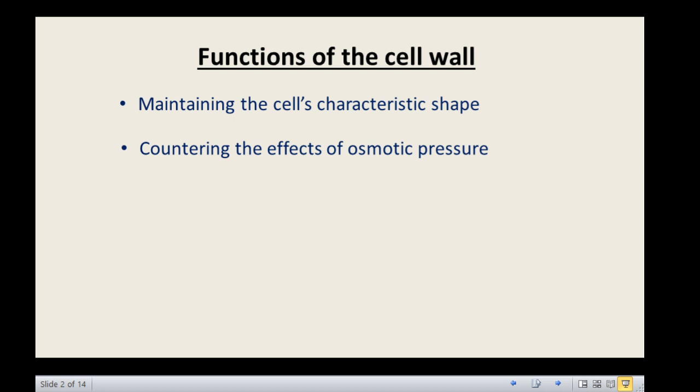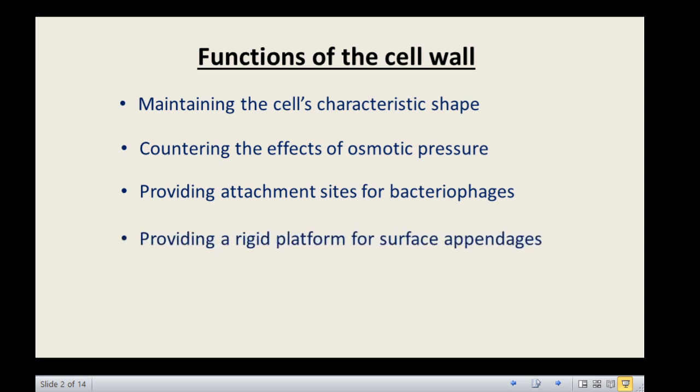The strength of the wall is responsible for keeping the cell from bursting when the intracellular osmolarity is much greater than the extracellular osmolarity. Yet another function is providing attachment sites for bacteriophages. Teichoic acids attached to the outer surface of the wall are like landing pads for viruses that infect the bacteria. And finally, providing a rigid platform for surface appendages. Flagella, fimbriae, and pili all emanate from the wall and extend beyond it.